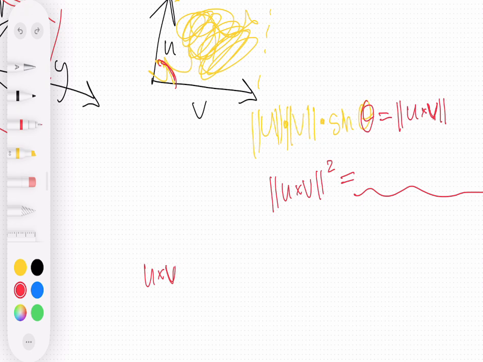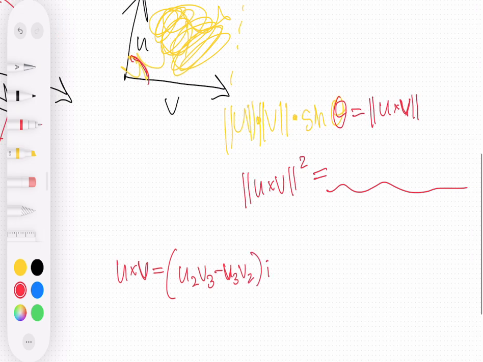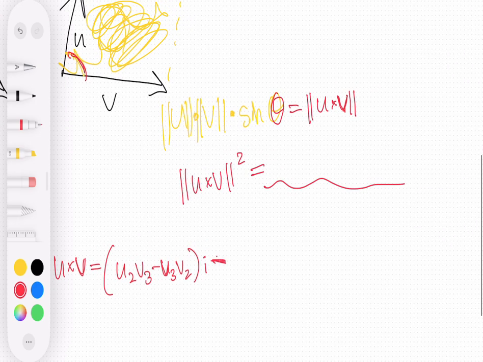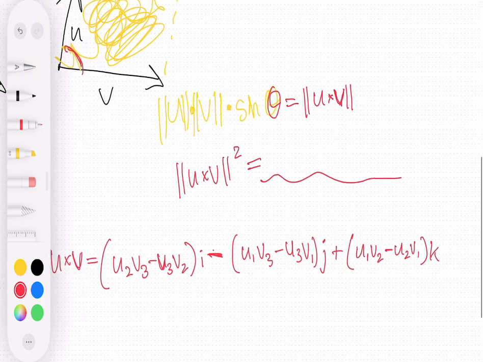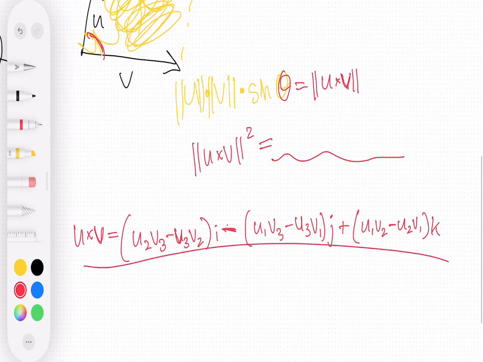So let's go: u cross v is going to be equal to (u2 v3 minus u3 v2) times i, which is the x component, minus, very important to remember that this is minus, and z will be plus. So for the y-axis, it's minus (u1 v3 minus u3 v1) j, plus, like I was saying, (u1 v2 minus u2 v1) k. Okay, so this is the basic cross product formula.